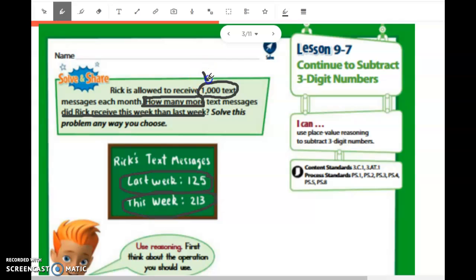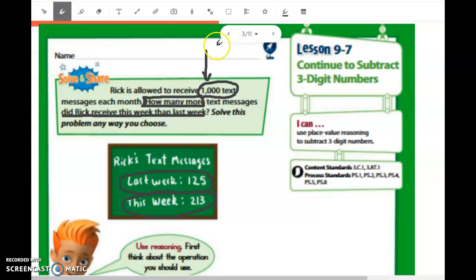Now remember, sometimes word problems can give us numbers that we do not need. For this one, we do not need to use 1,000 text messages. We just need to figure out how many more text messages Rick received this week than last week. So that means we need to find the difference. When we're finding the difference, that means subtract.